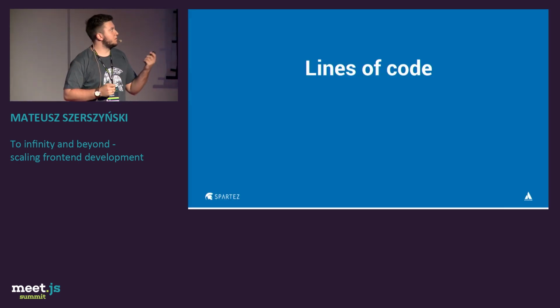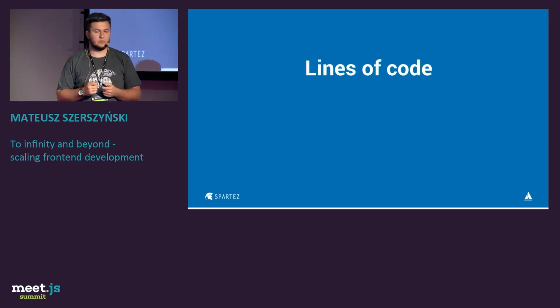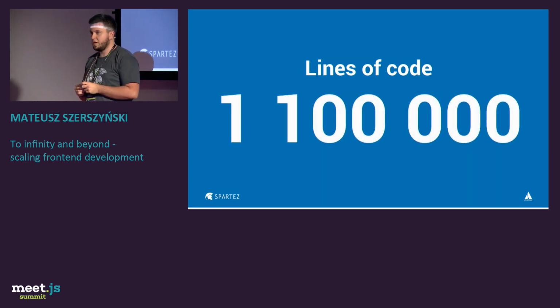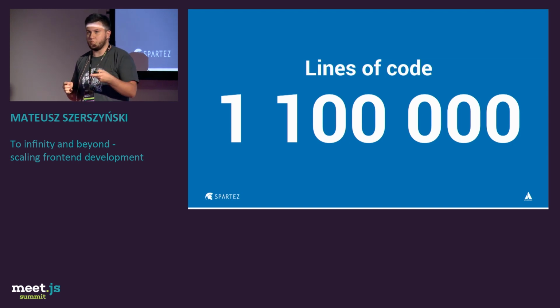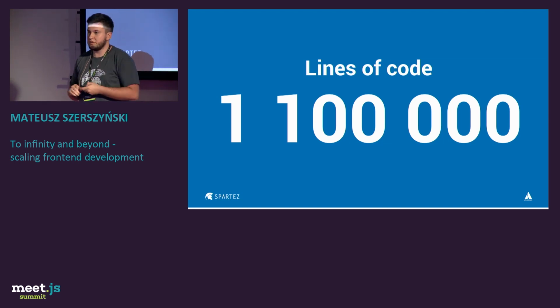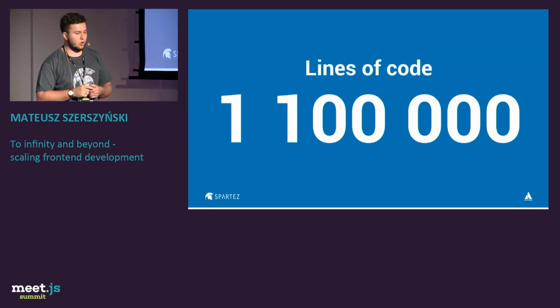Maybe lines of code is not the best metric, but we started the rewrite 2 years ago, and from that moment, we reached 1.1 million lines of code. This means that if we all started to write code right now, everyone would need to write around 2,000 lines of code in order to achieve that number, and that includes the CSS and the comments.